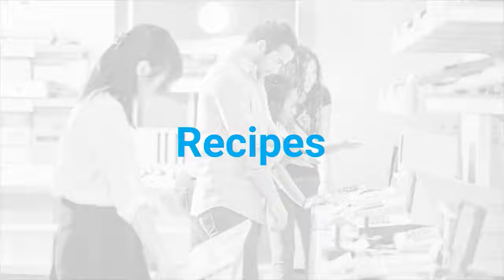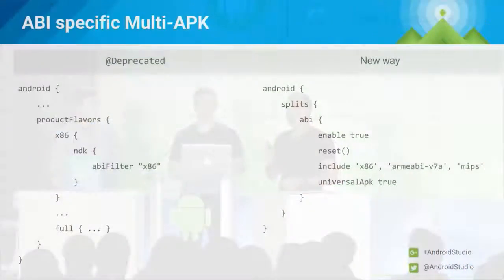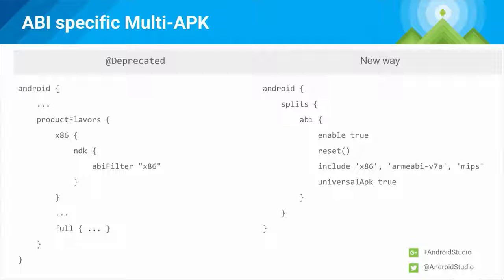All right. We also want to talk a little bit about recipes. These are important things that we would like to raise awareness about. And the first one is an old way of generating multi-APKs, which are ABI specific.